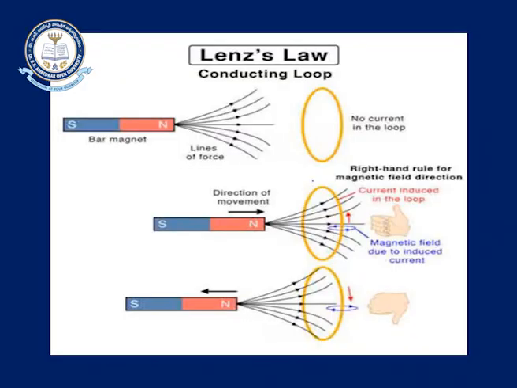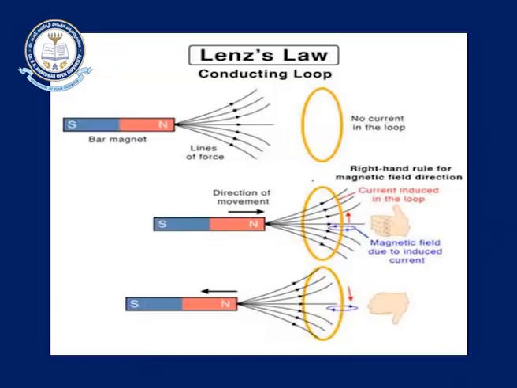In this image, Lenz's law is very clearly explained with three images. What is the difference between the first, second and third images? In the first image we are using a bar magnet and a loop, but the loop is far away from the magnet. If it is far away, what happens? No current will flow, no signal strength is there. That is case 1.